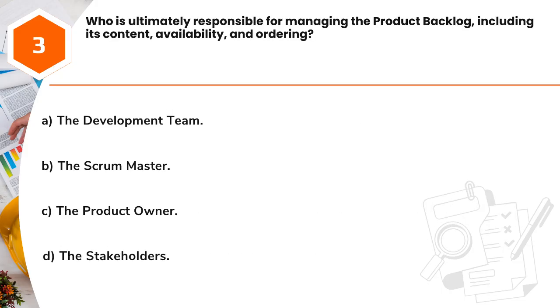Question 3. Who is ultimately responsible for managing the product backlog, including its content, availability, and ordering? A. The development team. B. The Scrum Master. C. The product owner. D. The stakeholders.